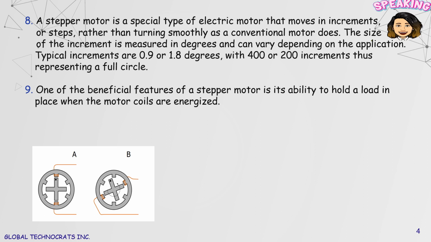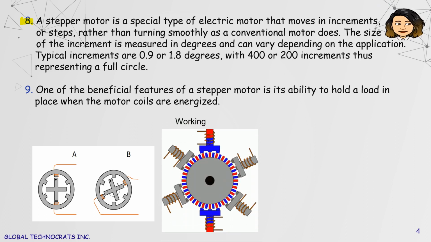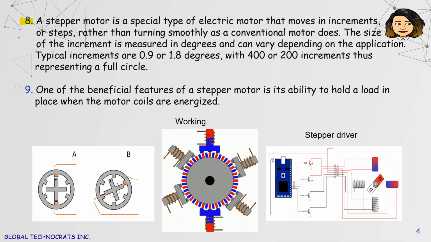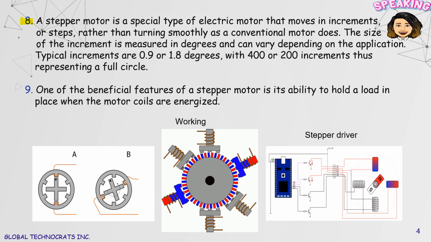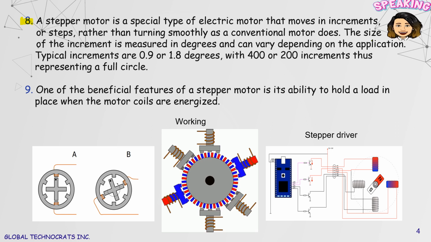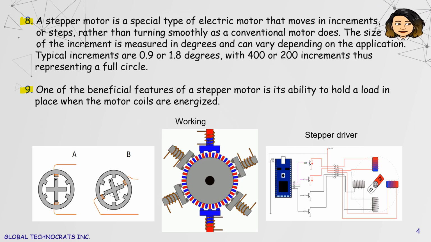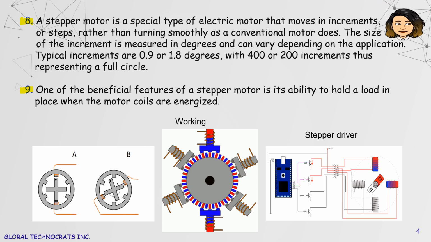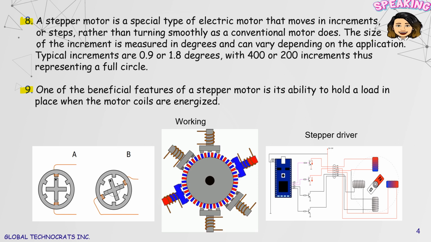A stepper motor is a special type of electric motor that moves in increments or steps rather than turning smoothly as a conventional motor does. The size of the increment is measured in degrees and can vary depending on application. Typical increments are 0.9 or 1.8 degrees, with 400 or 200 increments representing a full circle. One of the beneficial features of a stepper motor is its ability to hold a load in place when the motor coils are energized.